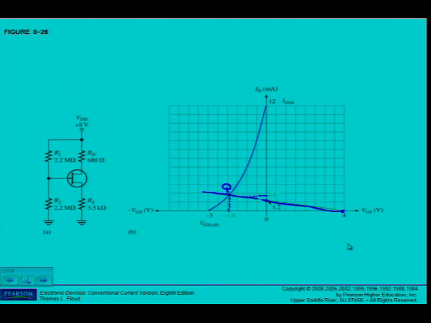I just want to stress again, you have to include all the labeling. You have to name the axis and what the units are. ID in milliamps, VGS in volts. And where is VGS off? Where is IDSS? Especially if you plotted the curve yourself. And then plot the curve and do your calculations and draw the load line. Show me where the Q point is. Write in the values.